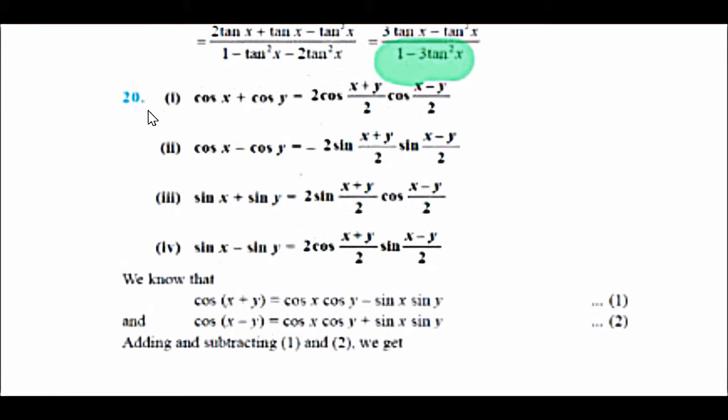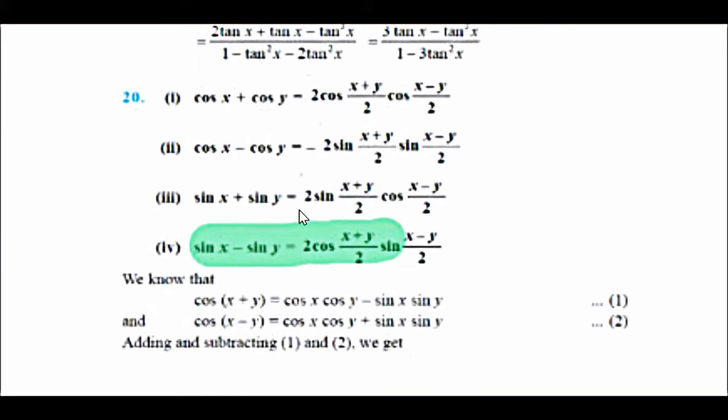Now coming to this relationship, that cos x plus cos y is equal to 2 cos (x plus y) by 2 times cos (x minus y) by 2. Likewise, there are also certain other expressions, and we are going to prove these expressions. How can you get this? If I prove one of them, you will be able to understand how these have come up.